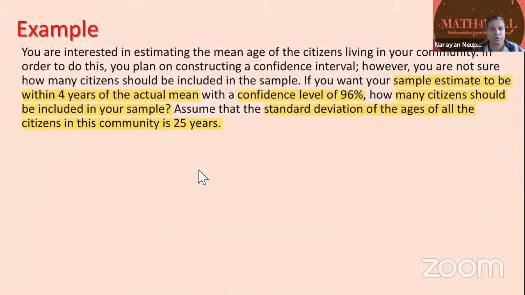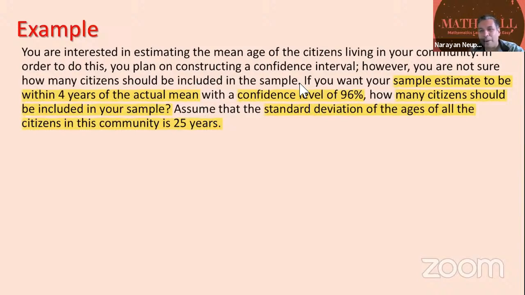Here is the example. Let's read through it first. You are interested in estimating the mean age of the citizens living in your community. You want to find the average age of the people living in your community. In order to do this, you plan on constructing a confidence interval. So you want to make a confidence interval with 96% confidence. With 96% confidence, you want to say that the mean age of people in my community is between these two values.